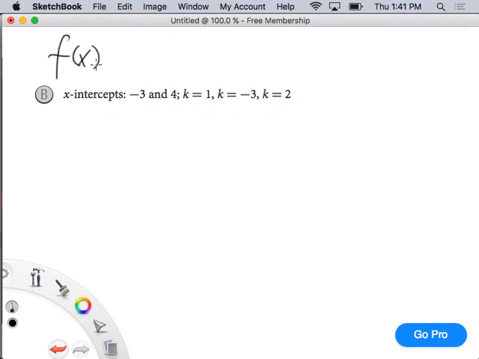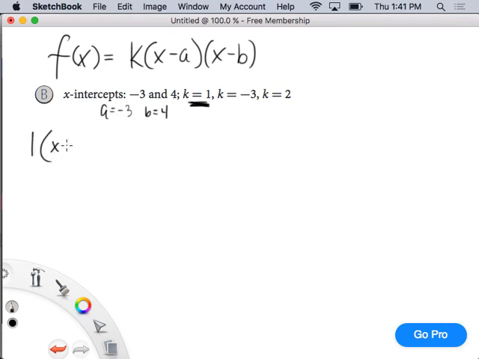Now, in order to do this, we have to remember our factored form. K times x minus a times x minus b. And then it becomes arbitrarily simple. This is a and b. Okay, so we know a equals -3 and b equals 4. And then it gives all our values of k. So our first value is k is equal to 1. So in this case, we have 1 times x minus -3, so x plus 3 times x minus 4, or just x plus 3 times x minus 4.